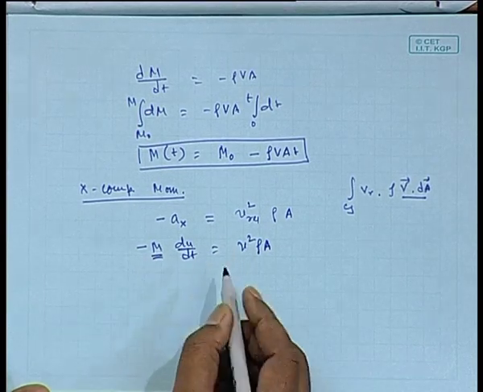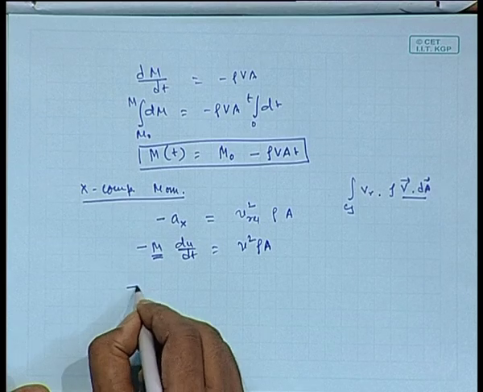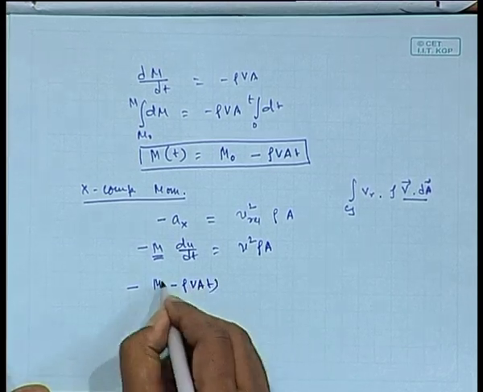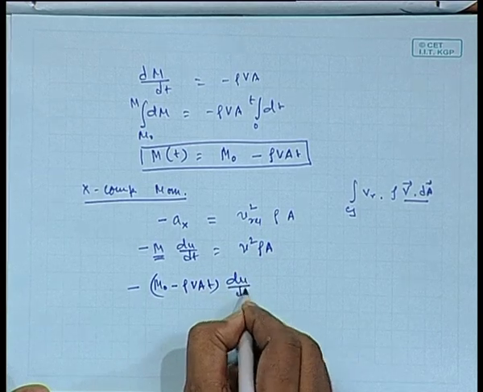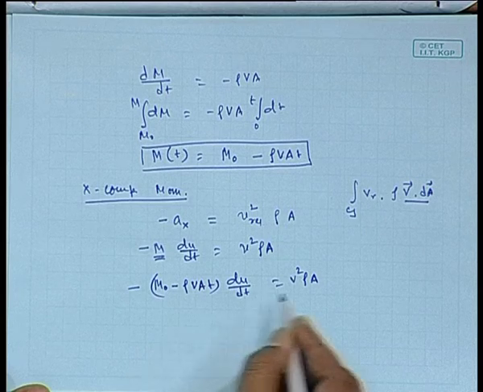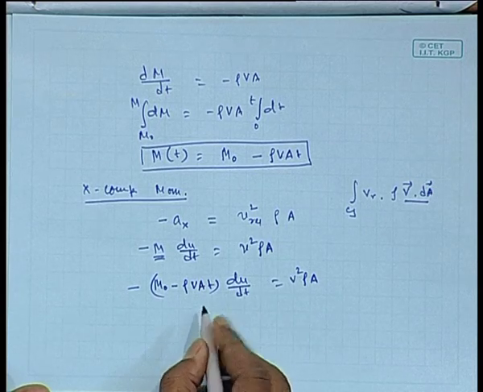Now, this m is at any point of time. So, you just put the expression of m, that is m naught minus rho v A t, du dt is equal to v square rho A, and now you take it to the other side.